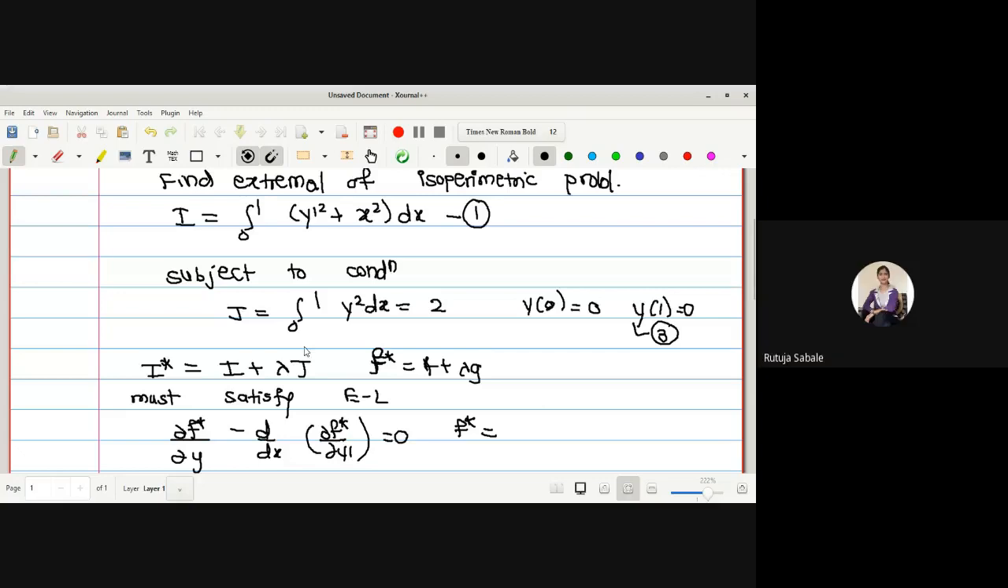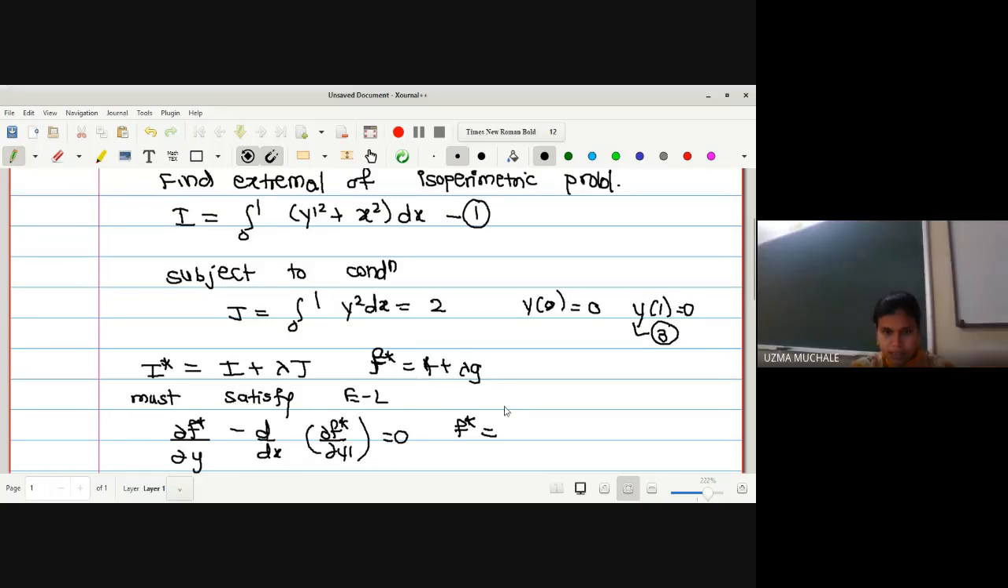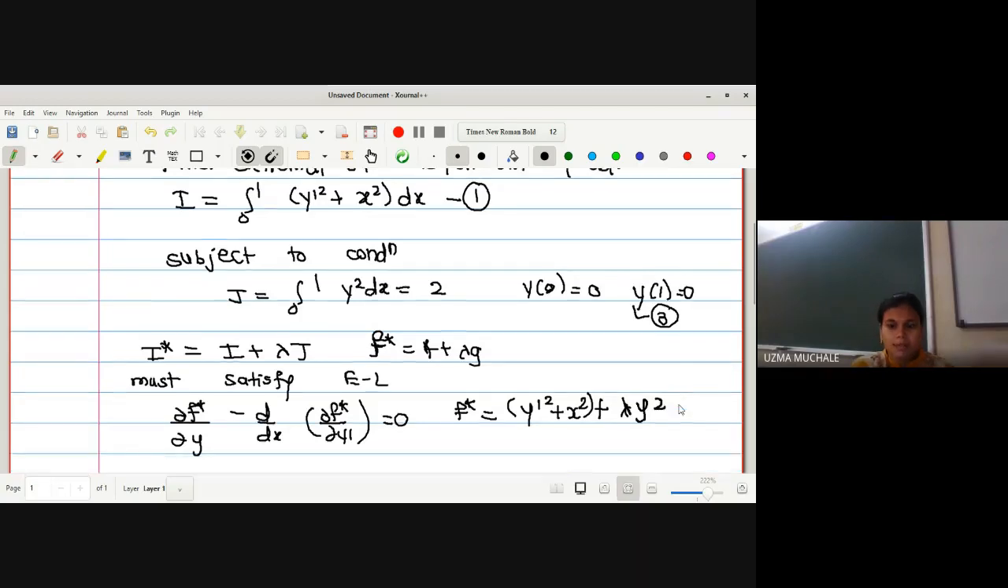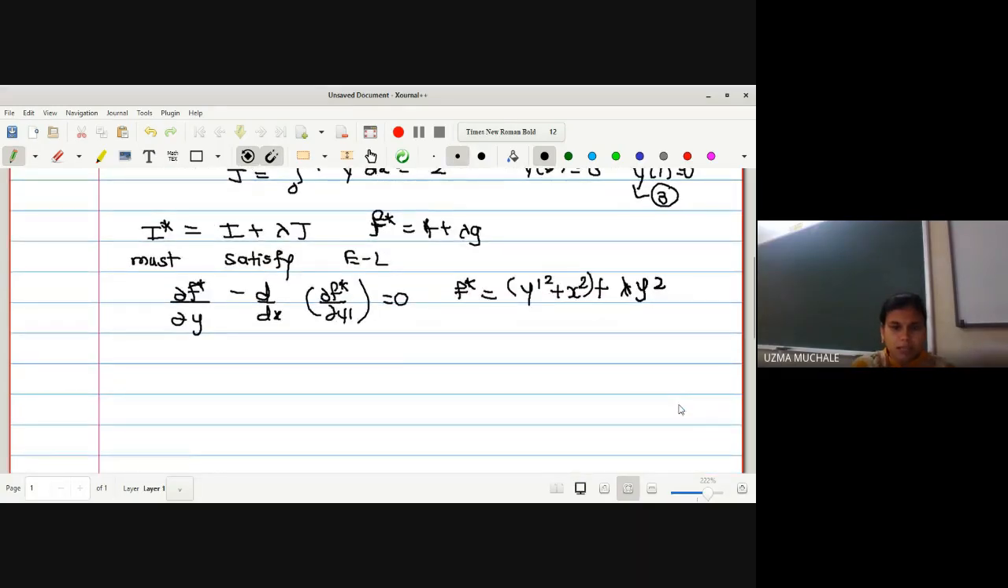F star is y dash square plus x square plus lambda into y square. So in this case, y dash square plus x square is nothing but the integrand of I, plus lambda times the integrand of J, that is g, which is nothing but y square.